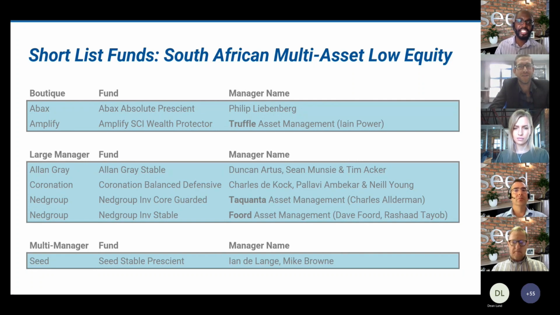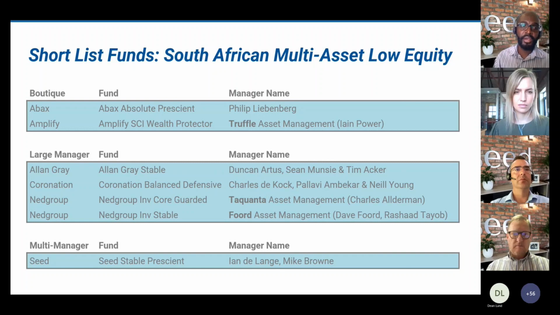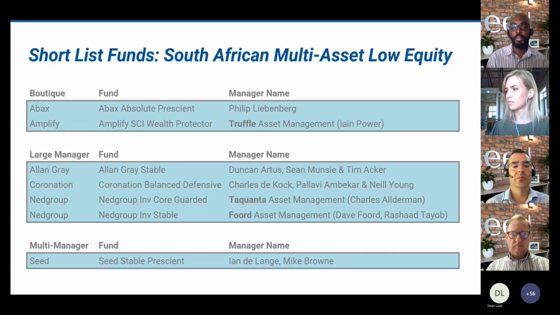Just looking at that boutique section, we've got the Apex Absolute Prescient Fund, and we've also got a new fund that probably a lot of you are not very familiar with. It's the Amplify Wealth Protector Fund. I'd just like to highlight that Amplify actually outsources the management of that fund to Truffle Asset Management. That's a boutique that maybe more of you might be familiar with. Quite a good manager that we like out there, that has come from a hedge fund mindset.